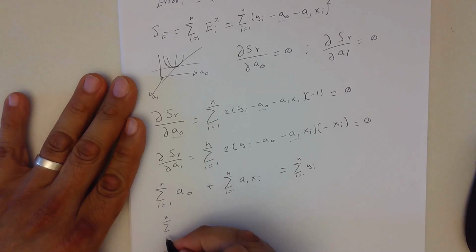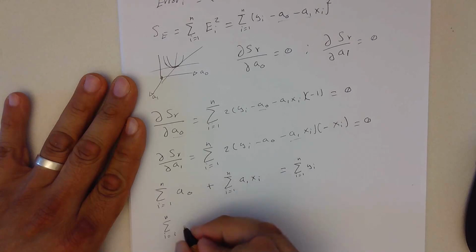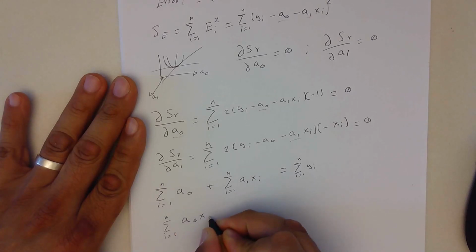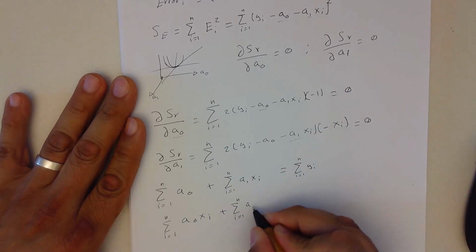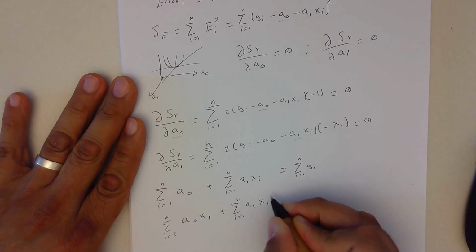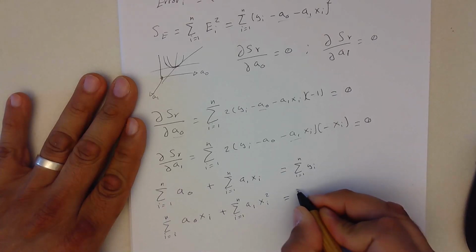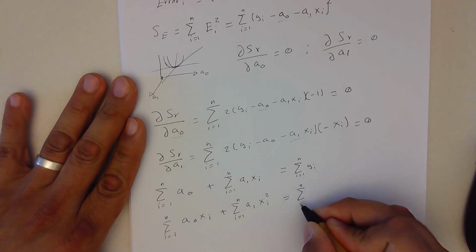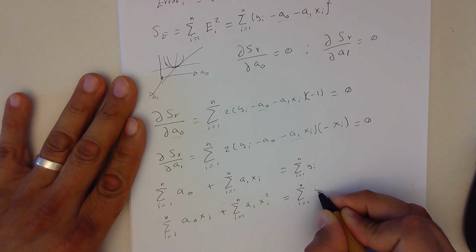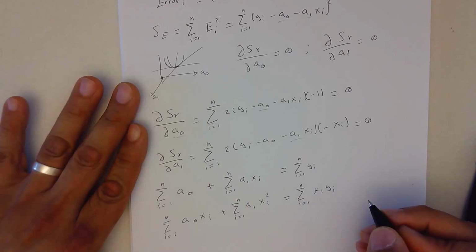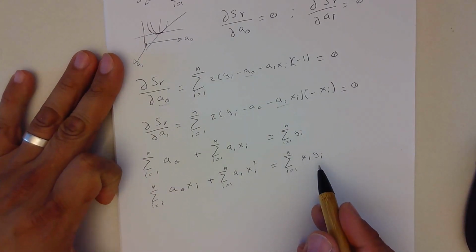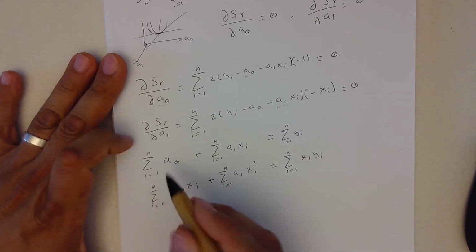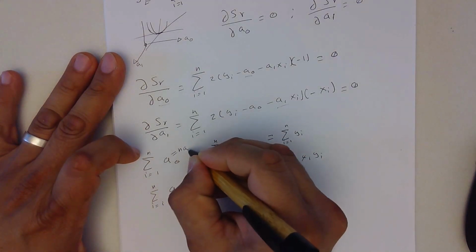So we have the summation of a0 xi plus the summation of a1 xi squared equals the summation of xi yi. If we look, we basically have a matrix here. This value is indeed equal to n a0, because this is a constant that doesn't have any xi anywhere.